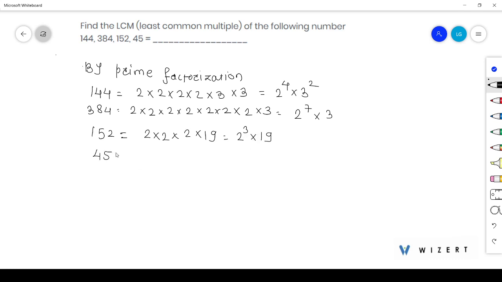And then the prime factorization of 45 is 3 into 3 into 5. It means 3 square into 5.